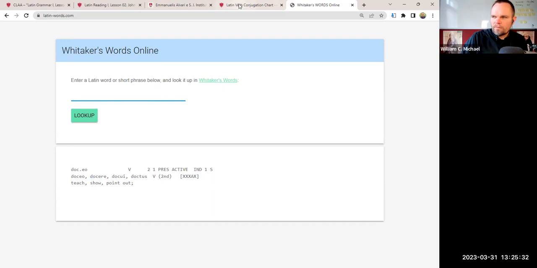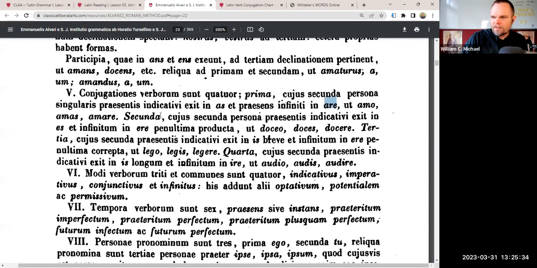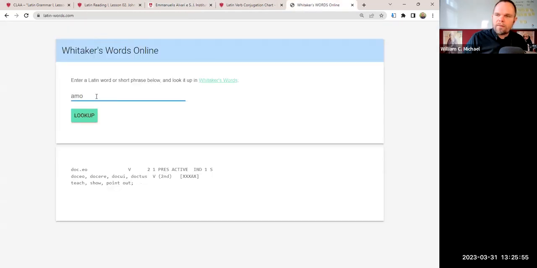We're told in the rule, and I'm sorry if I flip back and forth a lot, but there's a lot of information packed into this lesson. We're told that the second person singular form is AS, and that the present infinitive form is ARE for the first conjugation, and then we're given an example, amo, amare. So let's go back to Whitaker's Words, and we'll search for amo. If we look at the forms of amo here, the verb I love, we have amo, and then we see the infinitive form is amare, given to us by the dictionary.